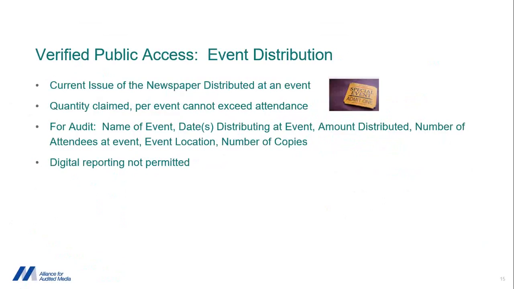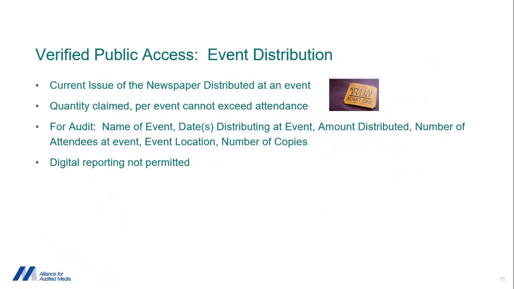The other popular category for verified distribution is your public access event distribution. These are copies that are free copies that are handed out at a particular event. Right now we have baseball that is starting, so we have opening day. Cubs actually, our opening day is today. It was supposed to be yesterday, but we had snow on the ground. So we had to postpone for today. But you can hand out your newspaper at an event, and you can count that under verified event distribution.